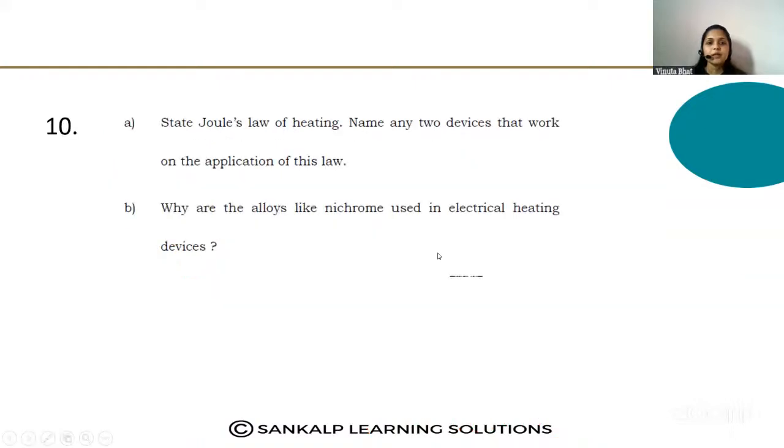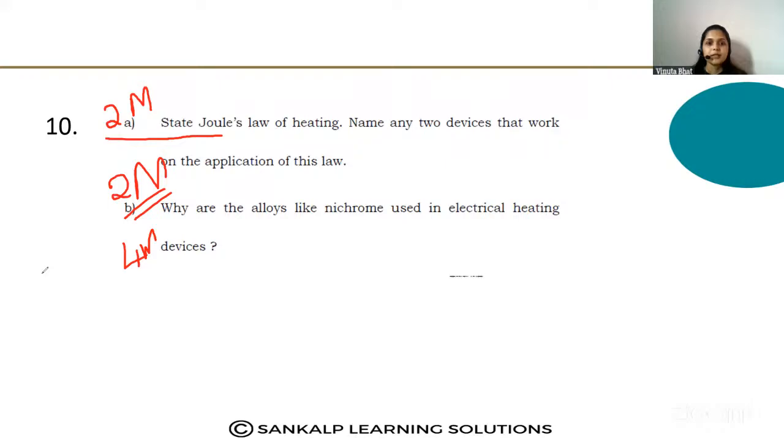Next question. State Joule's law of heating and name the two devices that work on the application of this law. Why are alloys like nichrome used in electrical heating devices? So this is a 4-mark question. Question A carries 2 marks and B also carries 2 marks, so it is a total 4-mark question.